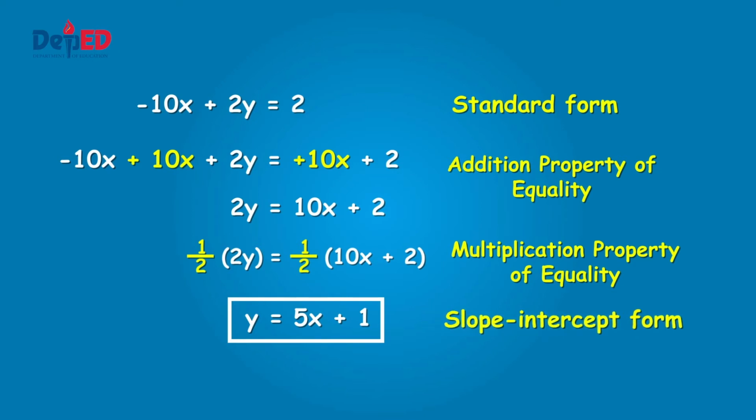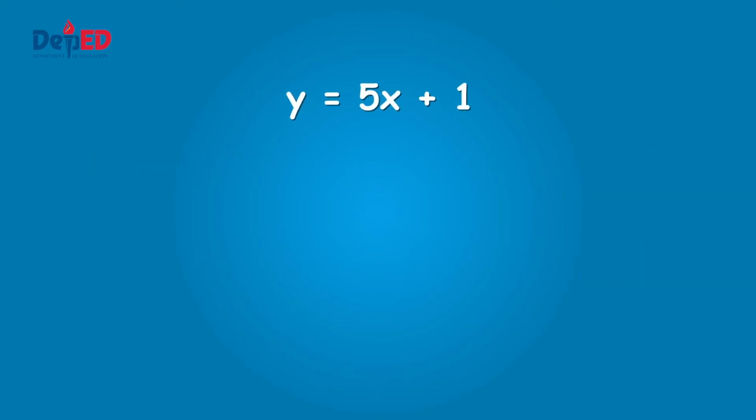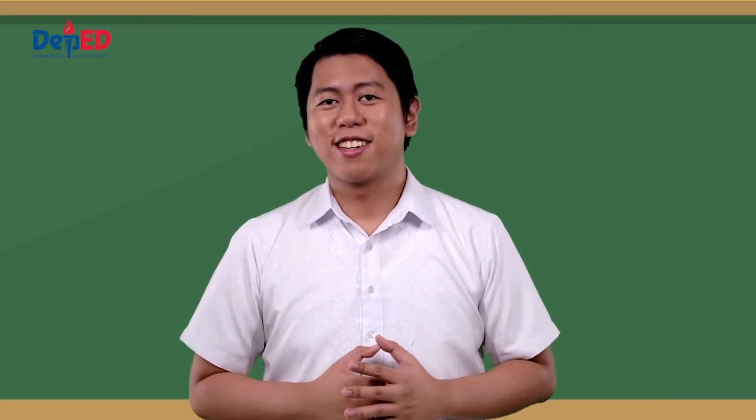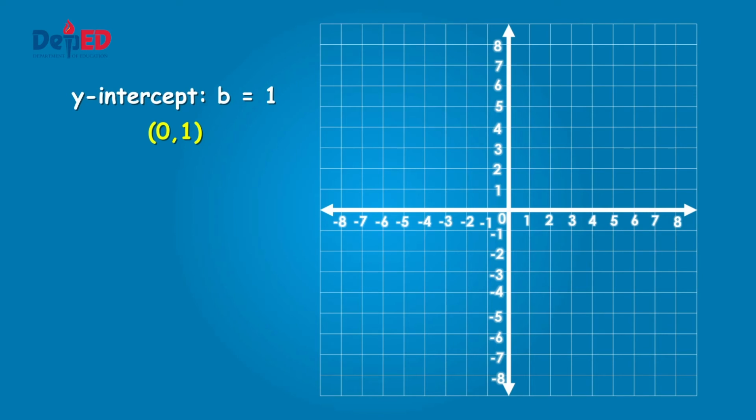Is this now in its slope-intercept form? We can now identify the slope, which is 5, and the y-intercept, which is 1. We can now proceed into graphing. Since we have a y-intercept, this means that we can identify one point, that is 0, 1. While the slope 5 gives us an idea where to locate the next point. 5 is equivalent to 5 over 1, which means 5 units as the rise and the run for 1 unit.